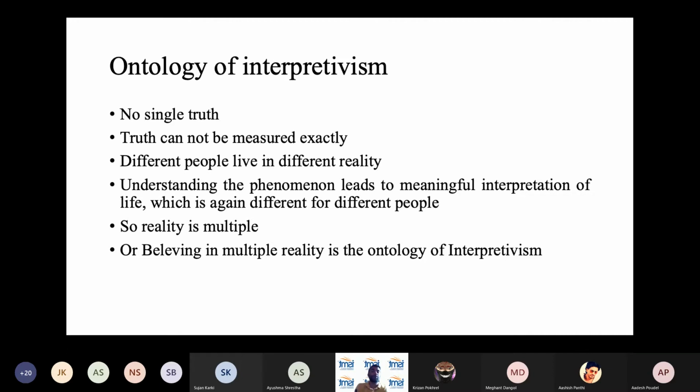So what you can only do is interpret it, give the explanation, write the story or narrative, or write something in the text to show your knowledge, which is again different for different people. So reality is multiple. In positivism there is only one single reality; we have to find it. In interpretivism there are multiple realities because there is no single truth. People have different perspectives and different knowledge, so based on that knowledge you are going to explore in your research. Believing in multiple realities is the ontology of interpretivism.